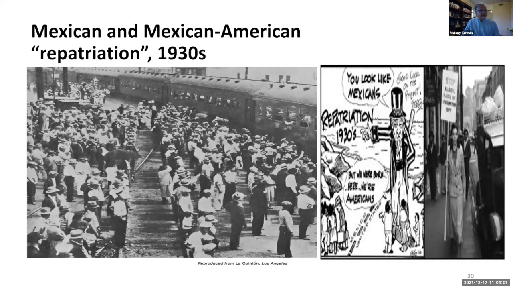Here's a photograph from La Opinion in Los Angeles, which shows hundreds of people lining up at the Los Angeles train station who were either Mexican or Mexican American, and they were so-called repatriated to Mexico. And the cartoon on the right says, "You look like Mexicans." And there are people who say, "But we were born here, we're Americans."